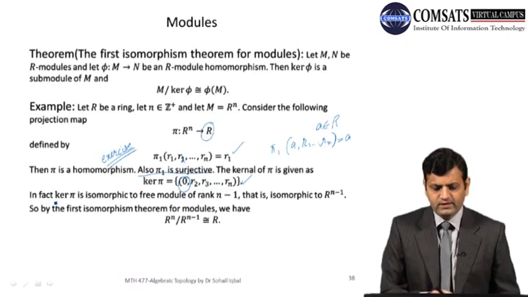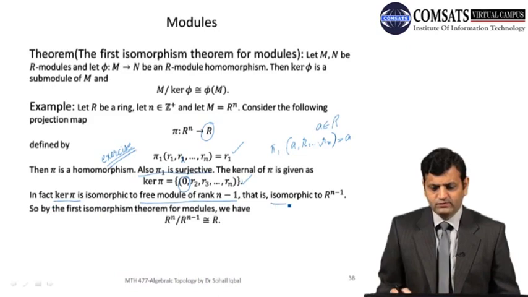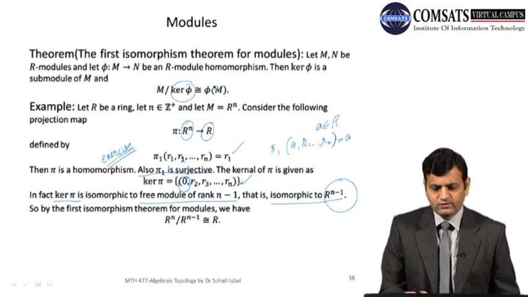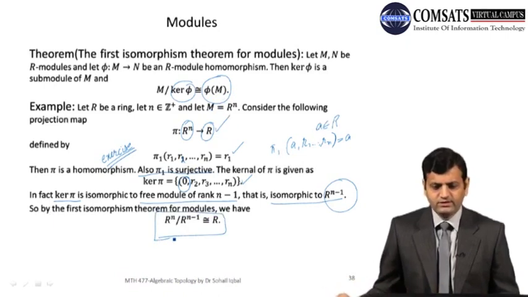In fact, the kernel of π is isomorphic to the free module of rank n minus 1, that is, isomorphic to R^(n-1). So by the first isomorphism theorem for modules, R^n, which is the domain, quotient with the kernel, which in this case is R^(n-1), should be isomorphic to φ(M). But in this case it is a surjective map, so φ(M) is equal to all of R, so this should be isomorphic to R. So that's one application of the first isomorphism theorem for modules, but in future we will see many other applications.